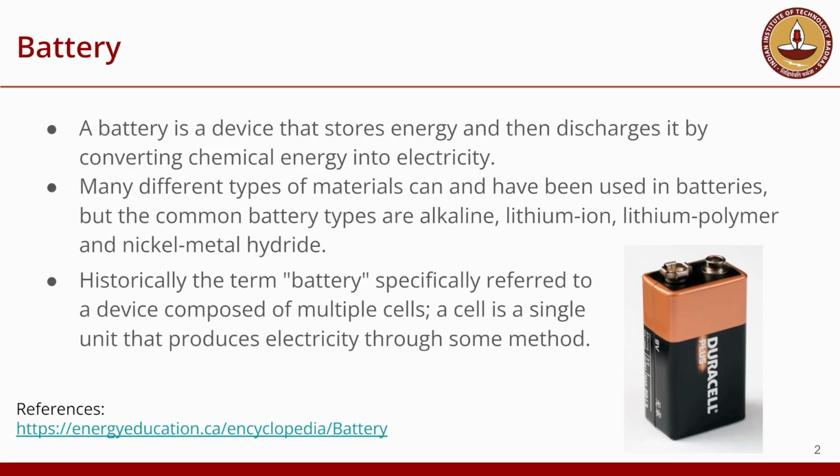Historically, there has been an ambiguity with the term battery. A battery specifically refers to a collection of cells. A cell is a single unit that produces energy by some method. In common terms, we have evolved to interchange these two.